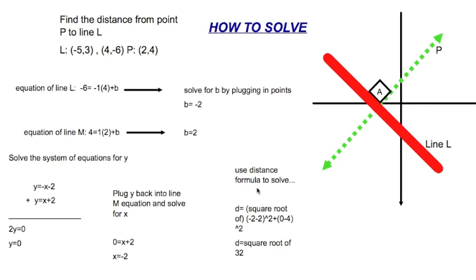After you've done this, use the distance formula to solve the equation finally. So you're going to have d equal to the square root of (−2 − 2)² + (0 − 4)². And you're going to finally simplify to d equal to the square root of 32, which is going to be the answer to your question.